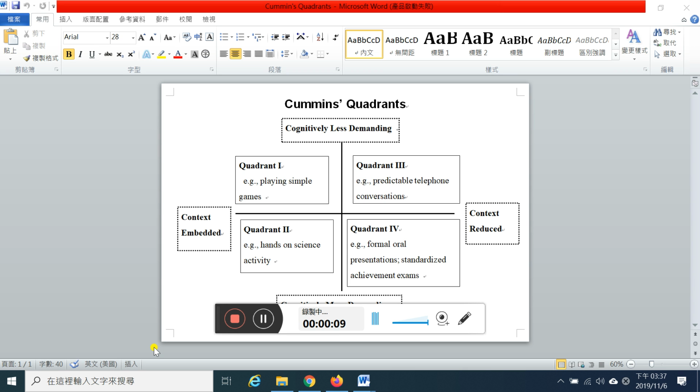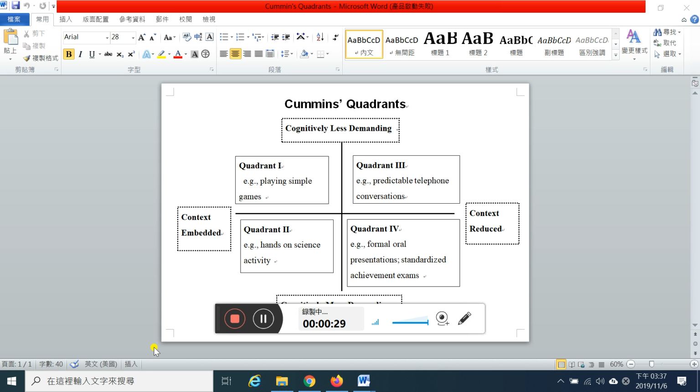According to Cummins theory, students acquire language in two different systems. The first is BICS, the second is CALP. BICS means social language. CALP, C-A-L-P, means academic language.